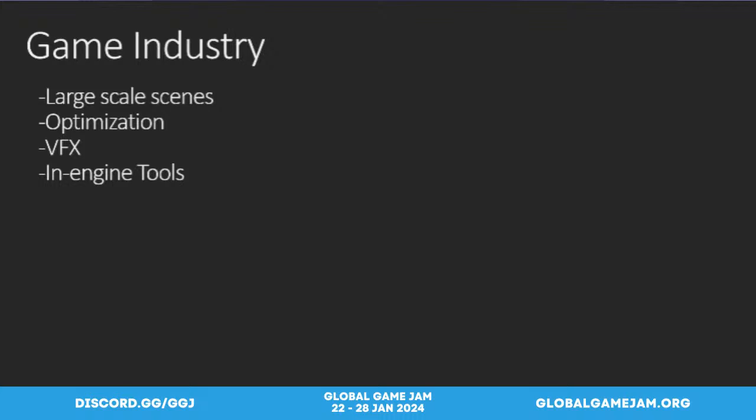VFX is also very useful here. Like I mentioned, Houdini is quite known in film for doing all kinds of complicated simulations. And we can now also bring that into a game. There are some nice ways to simplify effects and break them down into more real-time solutions. And finally, there's also in-engine tools. So this is what Houdini Engine actually is, which I'll talk about in a moment, where we can have Houdini inside of Unreal or Unity, for example.